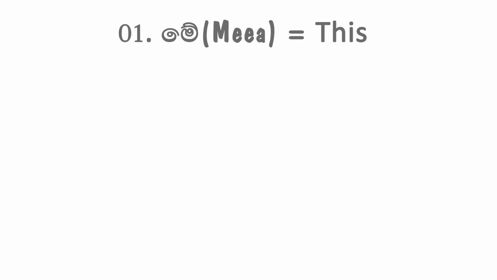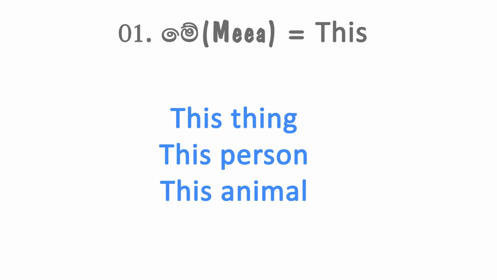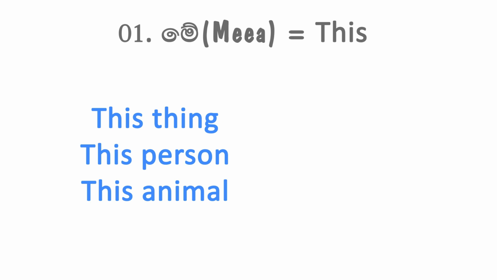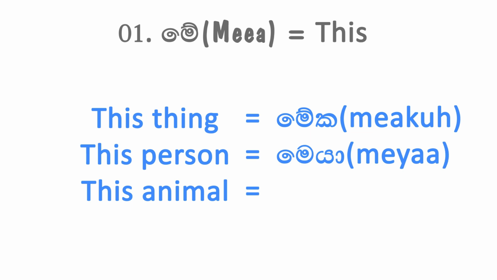The word me means this. But if you want to say this thing, this person, or this animal, we have separate words for these. The word for this thing is meekuh. This person, meyaa. This animal, moo.